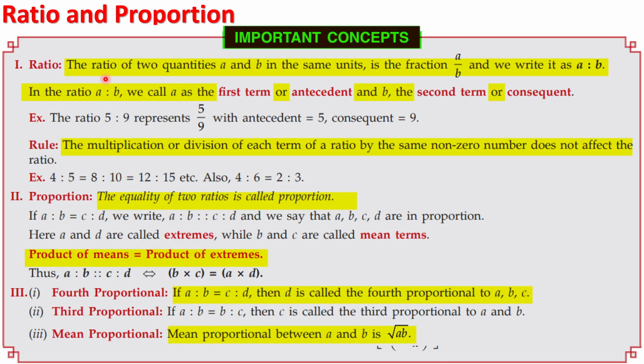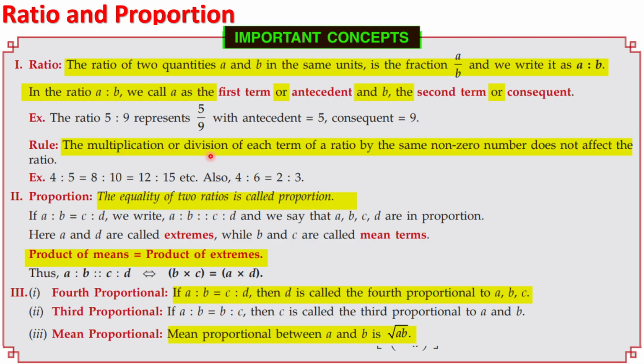Ratio. The ratio of two quantities A and B in the same units is the fraction A by B, and we write it as A is to B. In the ratio A is to B, we call A the first term or antecedent and B the second term or consequent. The ratio 5:9 represents 5 by 9 with the antecedent 5 and consequent 9.